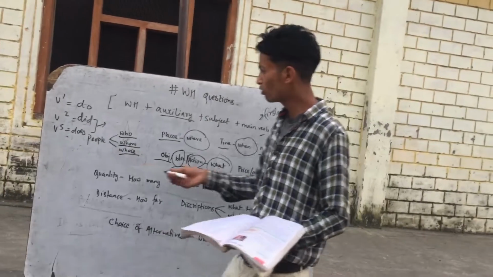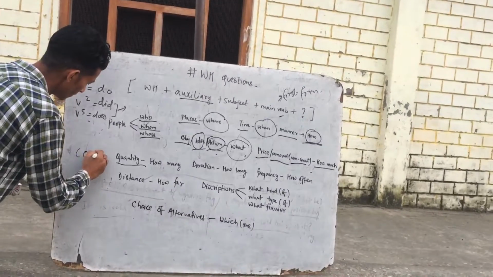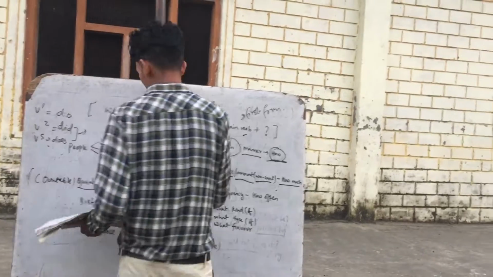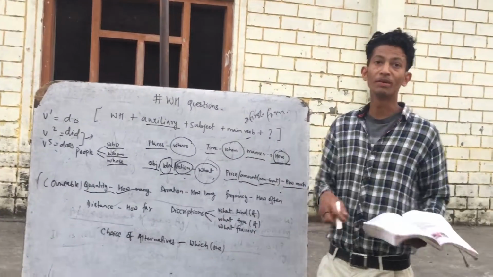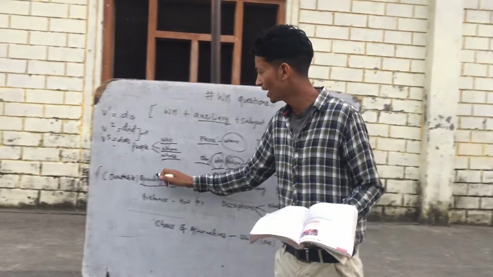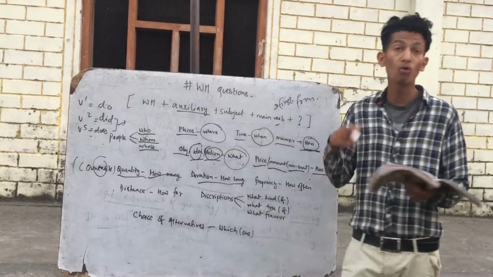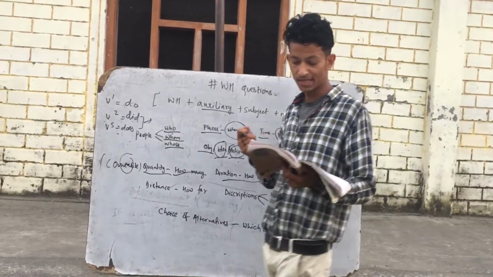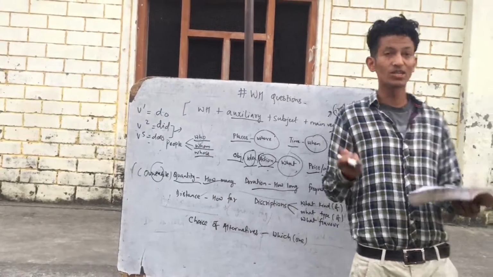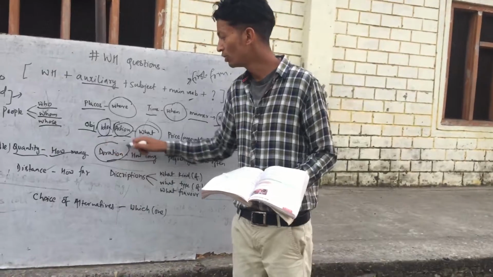Now let's talk about quantity. This quantity is countable. So for countable, we're going to use how many. For example, how many books are there? Or how many students are there? So we are asking about a count. Next one says duration. How long? It says how long does it take? Or how long did he stay here? Right? So we are asking about the duration.